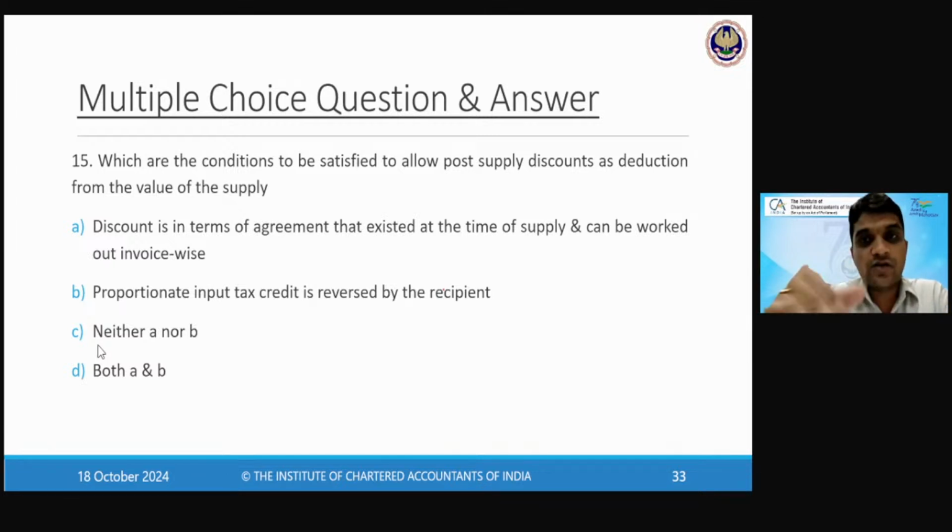This is the last question on this chapter. Christine, answer is D, both A and B. Correct. Fine. Any questions on this?